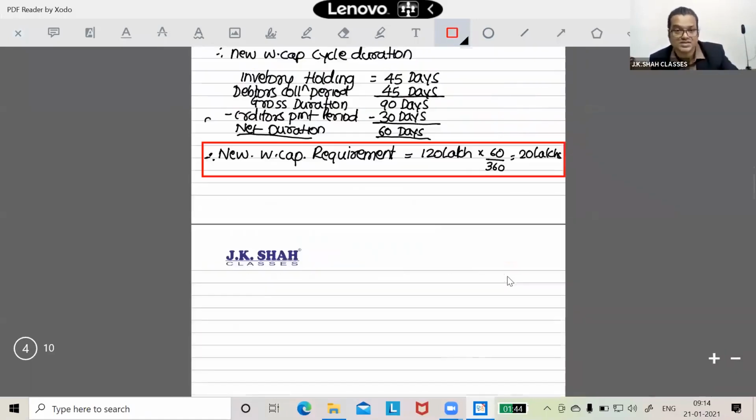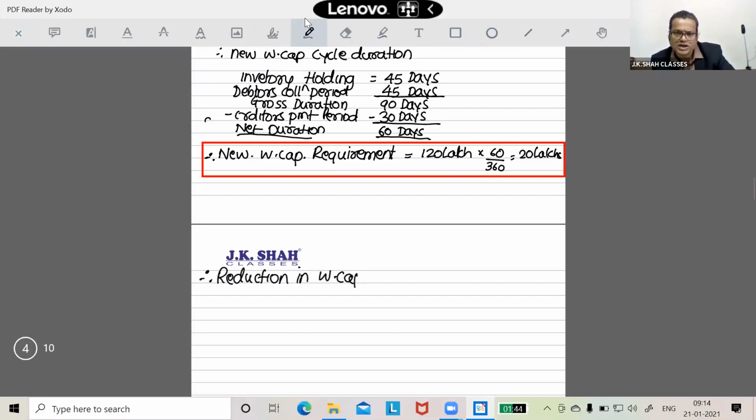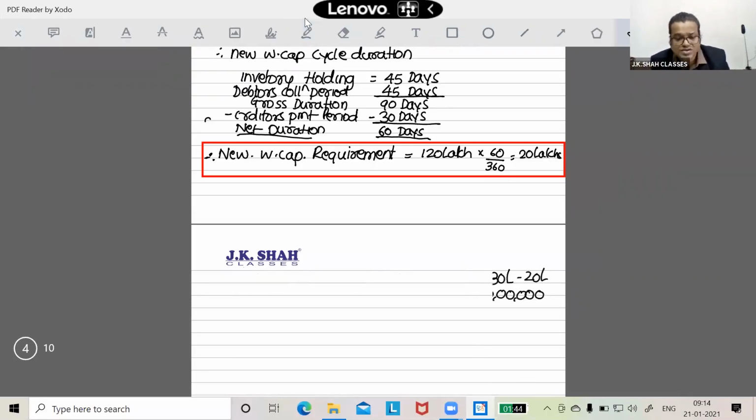Naturally, yes. Therefore, what is the reduction in working capital requirement? Earlier it was 30 lakh. Now it is 20 lakh. So the reduction in requirement is 10 lakh. Correct, people? I hope you have understood this.